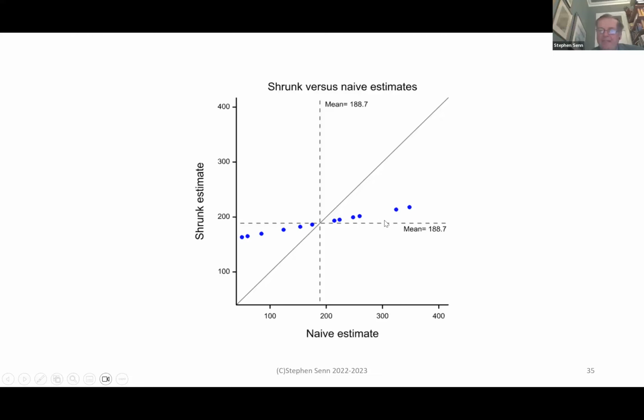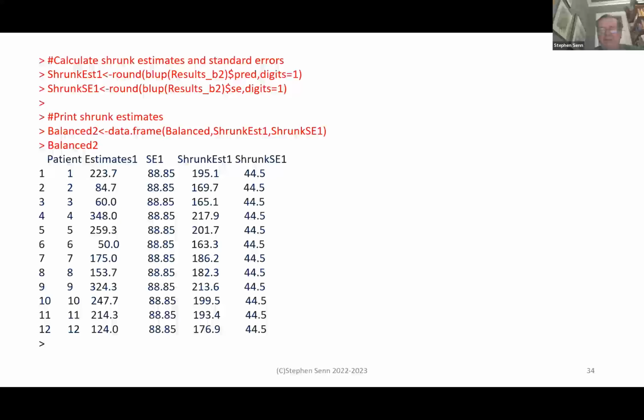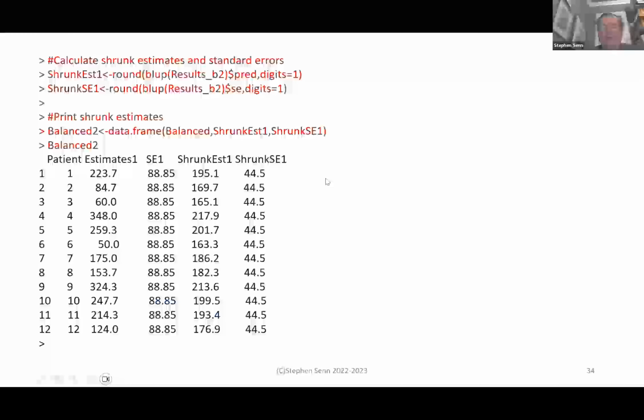So I'm mixing the two. What I'm doing is mixing the local estimate for that particular patient and the global estimate to get these shrunk estimates. So not only do I modify my estimate, but I'm also able to reduce my standard errors. You can see there's a considerable reduction in the uncertainty by being able to use these two estimates.